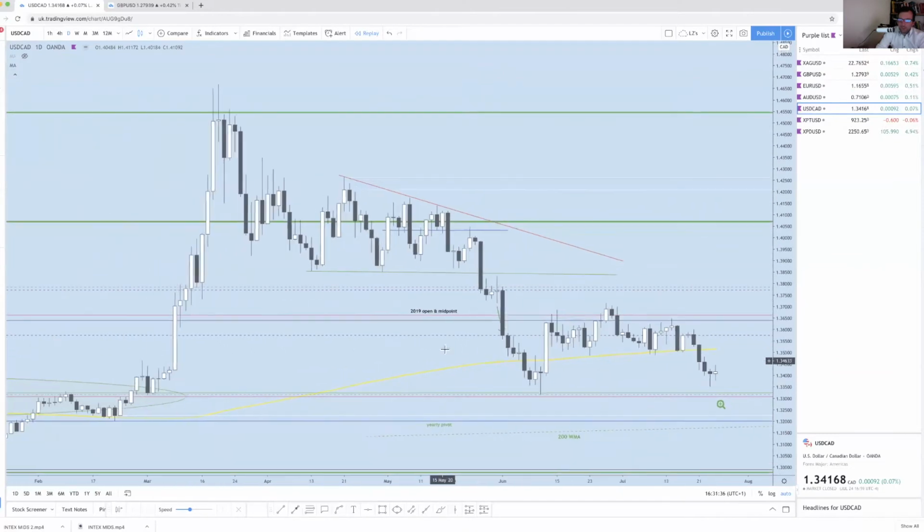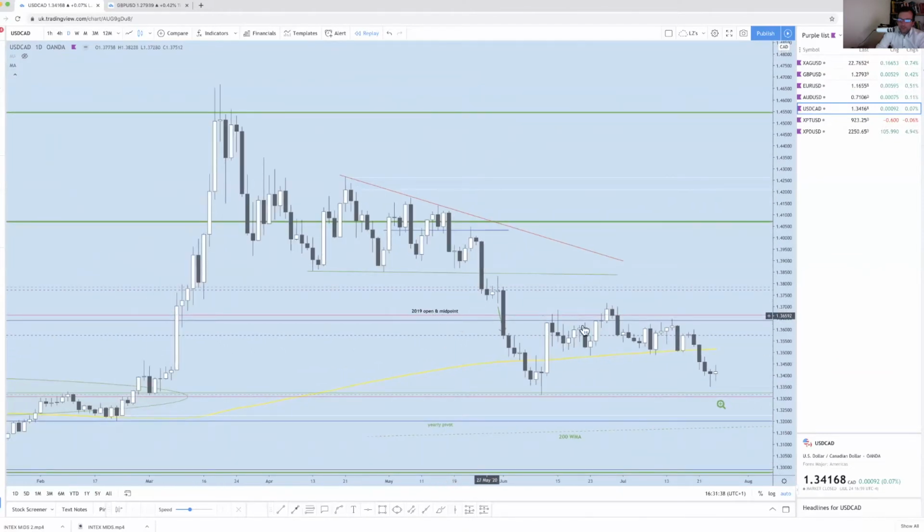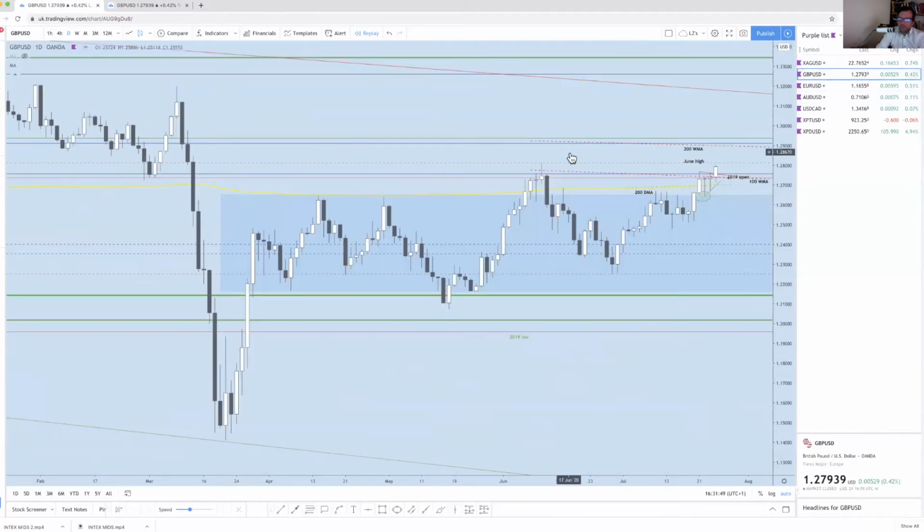CAD's actually been pretty strong already, but there was a 2019 open here. It broke down, came up, hard retest here, and is pushed back down again. So everything is pretty bearish on the USD. Cable's been held back because of all the Brexit headlines. A little bit too much to go into here.